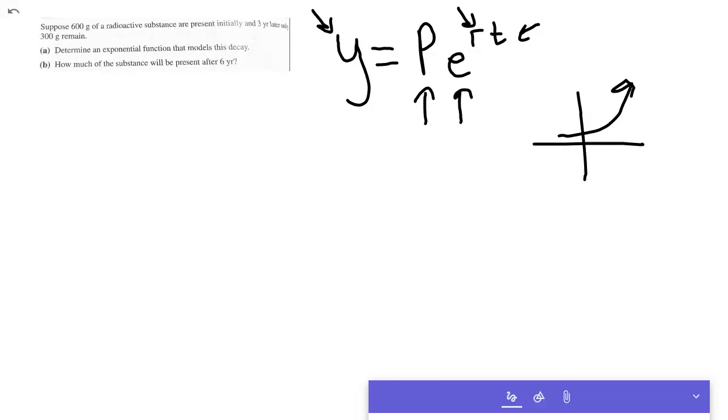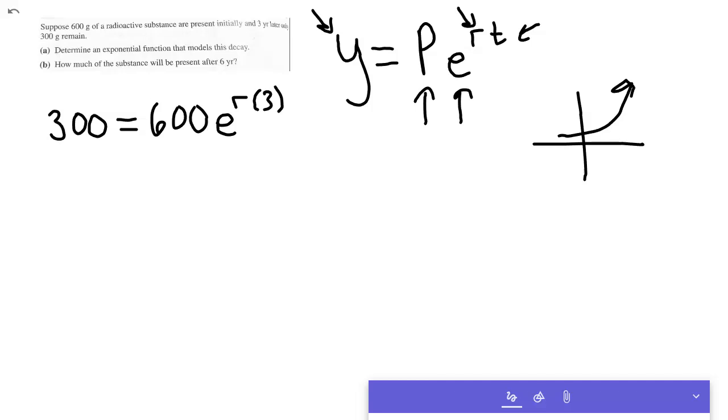So your initial amount is the 600 grams, and 300 is your final. So your equation looks like this. We're going to end up with 300 grams. We started with 600. It's going to be e to the, we don't know our rate of decay, and our time t is after 3 years. So that gives you the rate of decay per year. So this model will work to find your half-life.